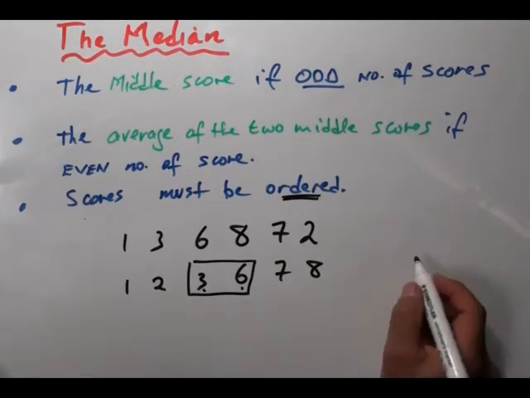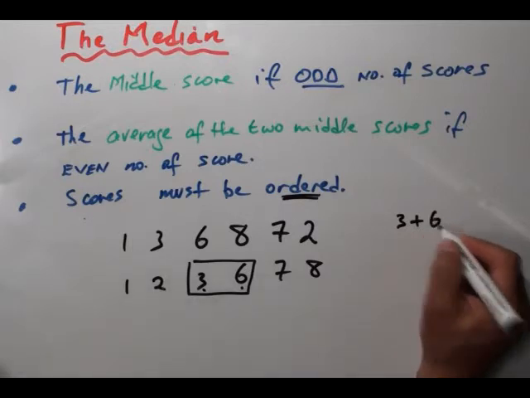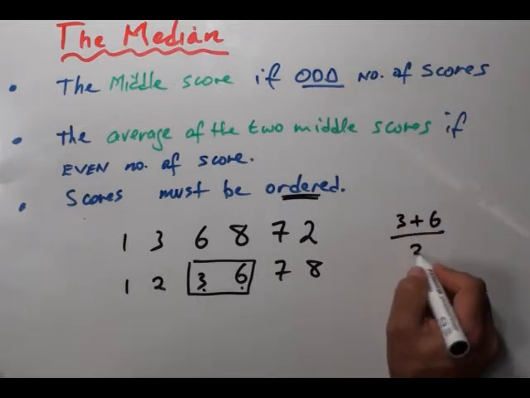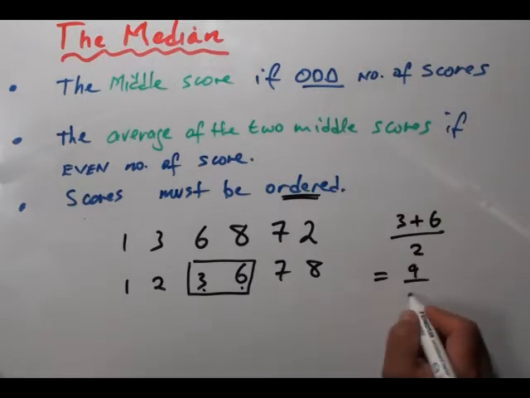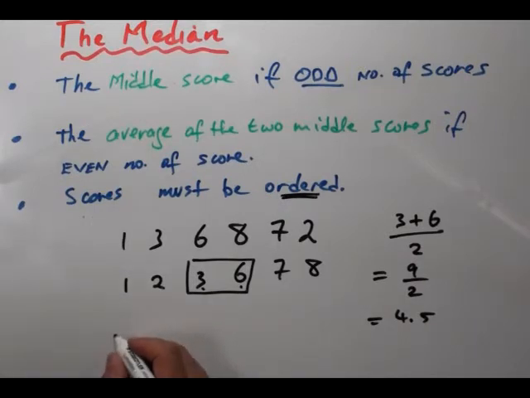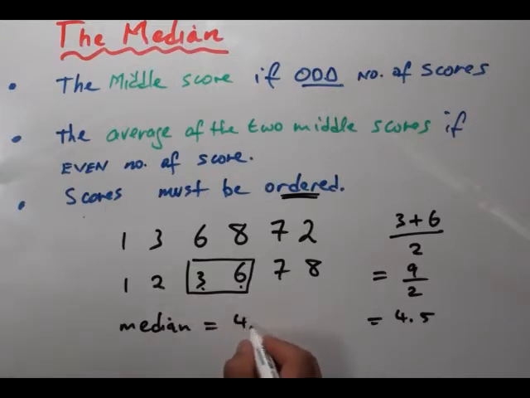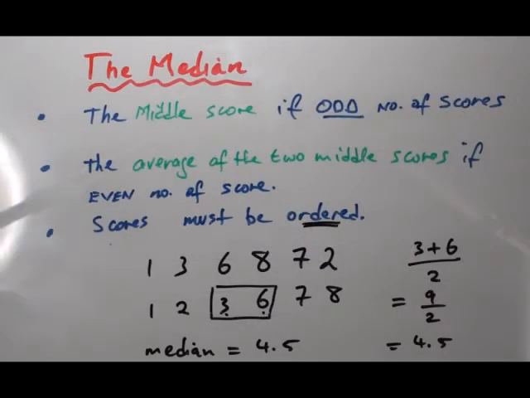So the average of these two scores will be 3 plus 6 divided by 2, which means it'll be 9 over 2, which equals 4.5. So in this case, my median is equal to 4.5, the average of my two middle scores. Now in this case, it's easy when we've got 6 scores to work out what the median is. It'll clearly be the third and fourth, the two middle scores, and you find the average of those two scores.